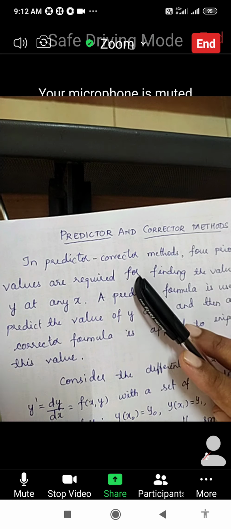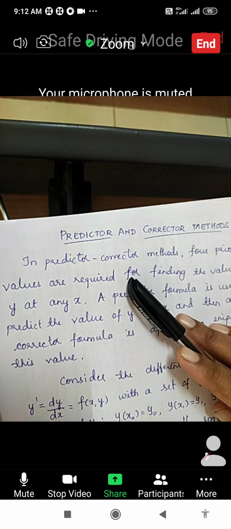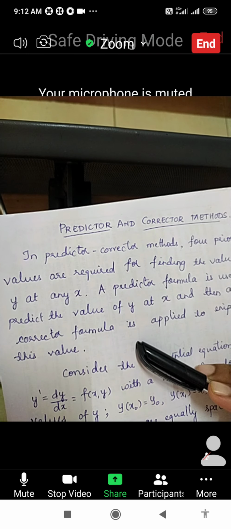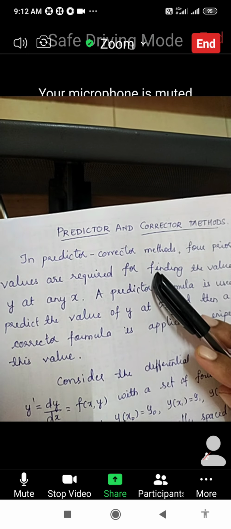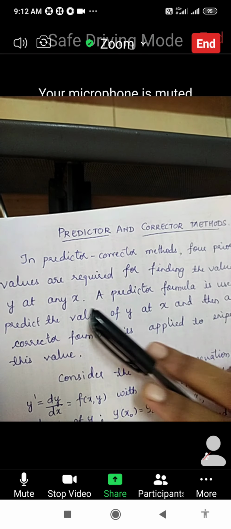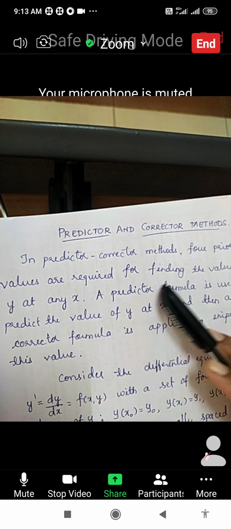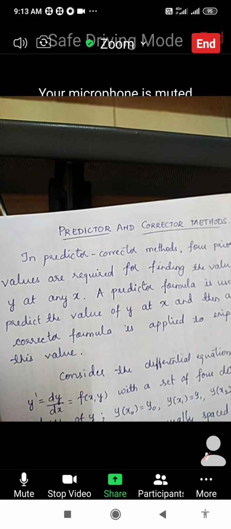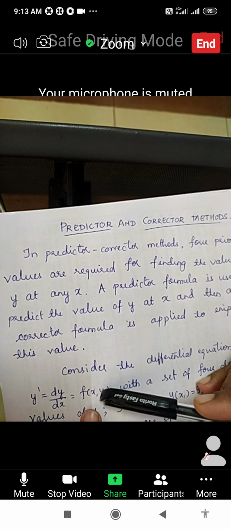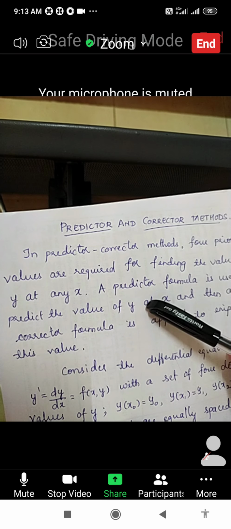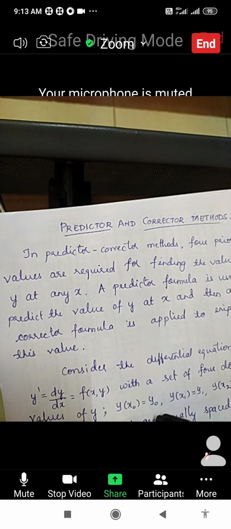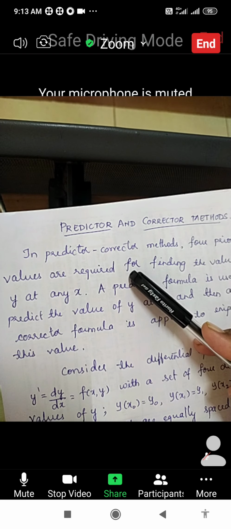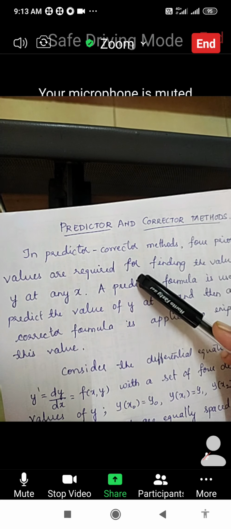Now here, what is the change? Let us see between these methods and the earlier studied methods. So here in these predictor corrector methods, 4 prior values are required for finding the value of y at any x. That means if you have only one differential equation with only one condition, you cannot solve it. How many do you want? You want 4. So this is the change you can see between the earlier and these types of methods.